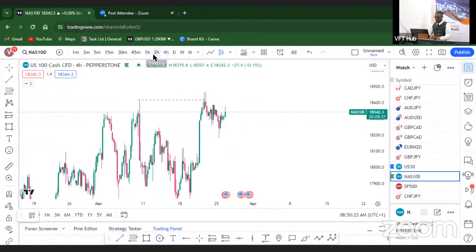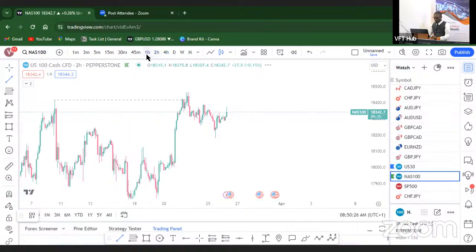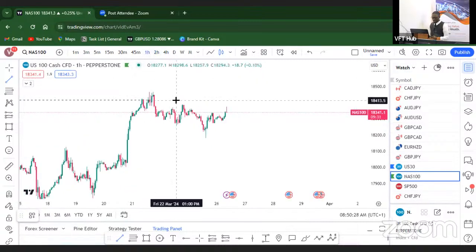Okay, not clear. Not that clear. I might not enter, it's not that clear.